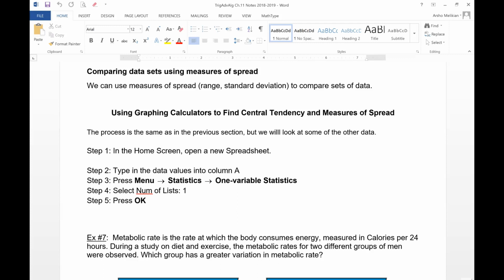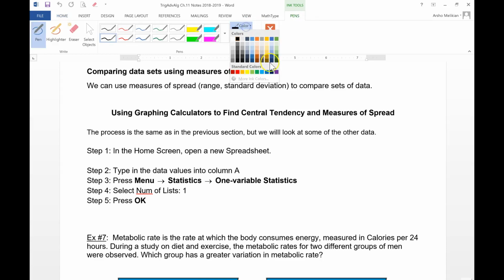So we're continuing what we did before. And today we're going to use what we did yesterday or the day before, and use the information that we find to compare two groups of data. What we call that is using measures of spread to compare sets of data. All that stuff like standard deviation, range, collectively, those are called measures of spread. It shows you how spread out your data is.